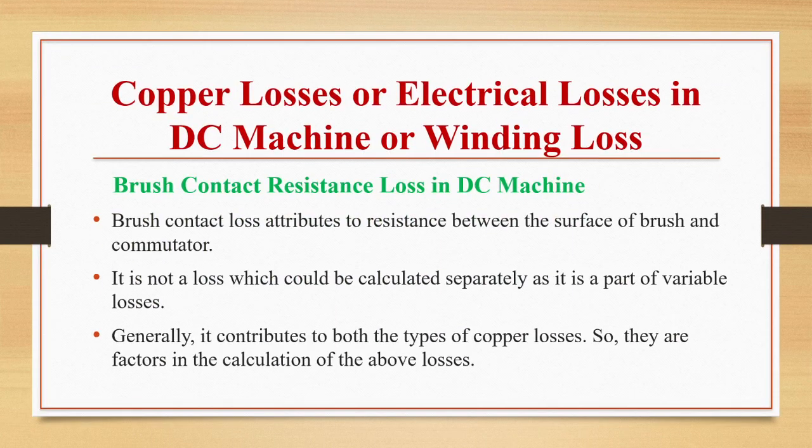Brush contact resistance loss in a DC machine. Brush contact loss is attributed to the resistance between the surface of the brush and the commutator. So between these two, between brush and commutator, some losses are taking place.